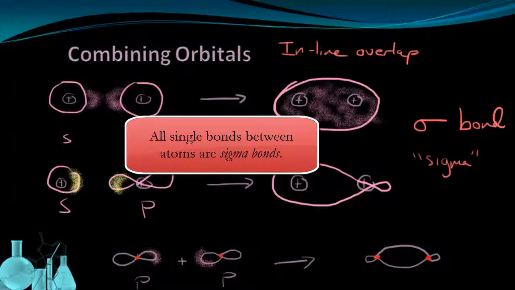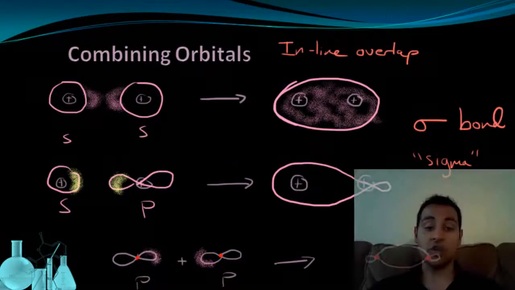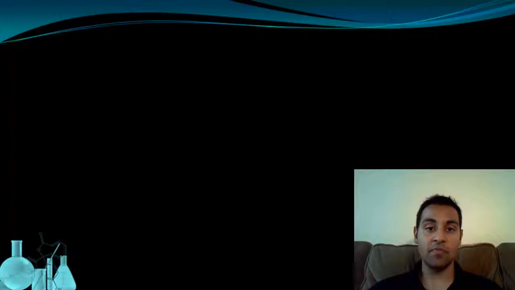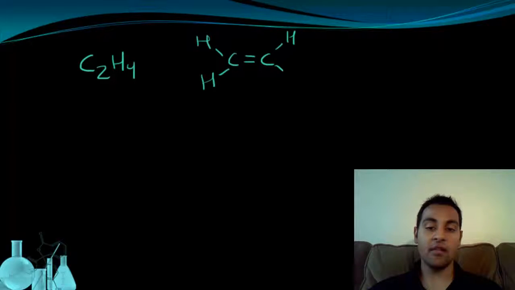As a rule of thumb, any time you have a single bond between two atoms, that single bond is a sigma bond. So the question is, what kind of molecular bonding or molecular orbitals are created when we have multiple bonds in the molecule? Because we know that all single bonds are simply sigma. So let's look at the molecule C2H4. The Lewis structure looks like this. We have hydrogens attached to a carbon, the carbon is double bonded to another carbon, and then that one has two hydrogens coming off of it as well.